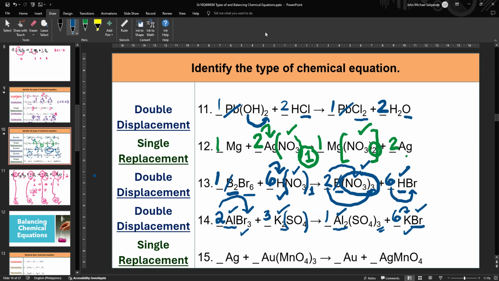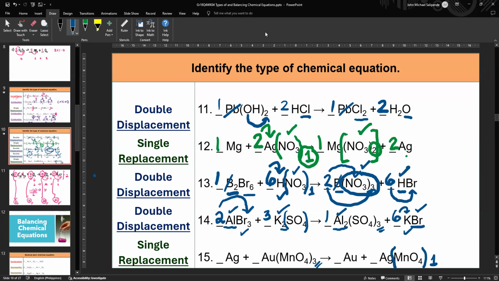Now, last item, number 15, we have a single replacement reaction, Ag plus Au(MnO4)3 yielding Au plus AgMnO4. I think the best way to start is with MnO4 for permanganate because silver Ag and gold Au are already balanced as of the moment. So let's start with permanganate MnO4. There are 3 groups of permanganate on the left side, and there is only 1 group of permanganate on the right side or the product side.